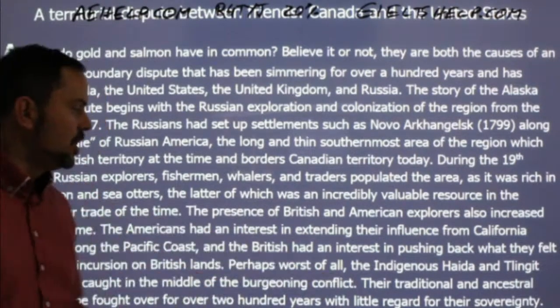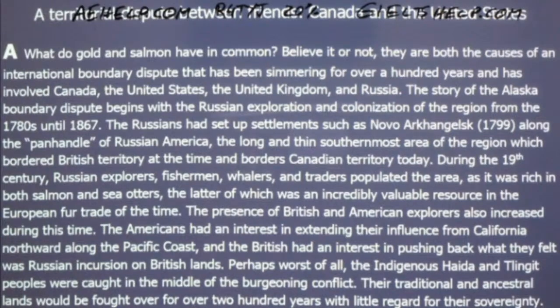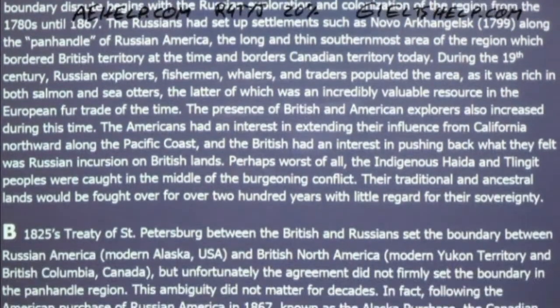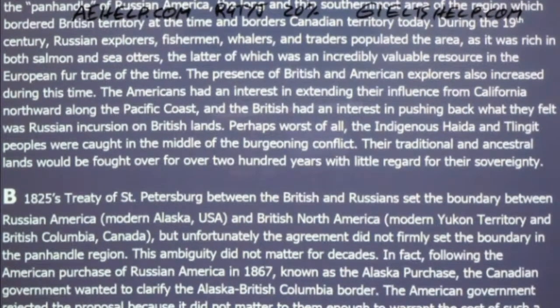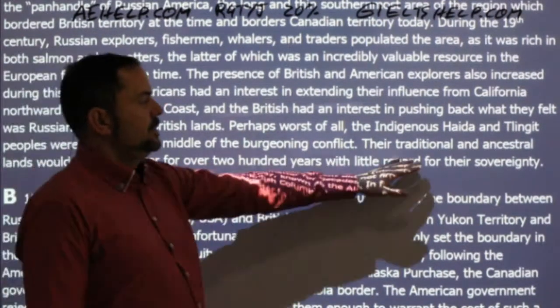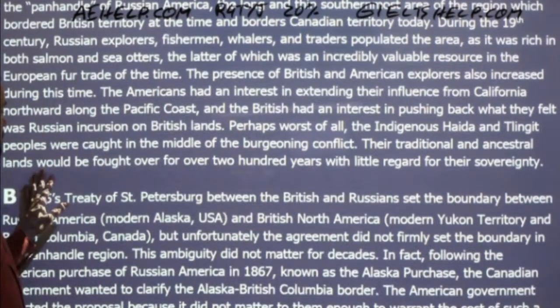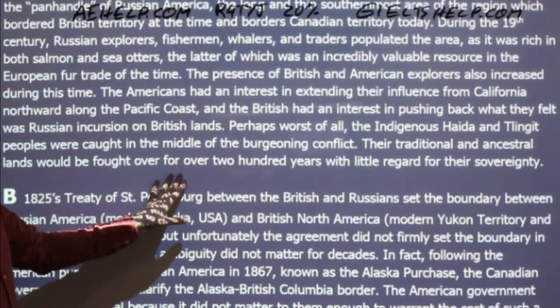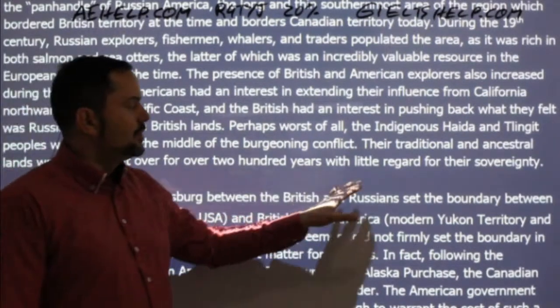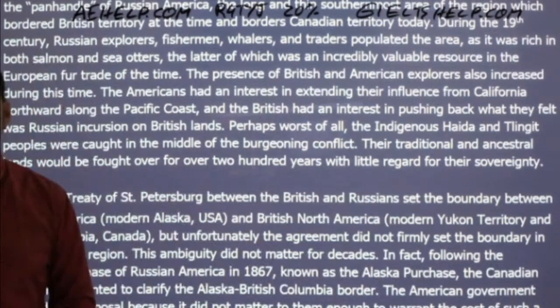Perhaps worst of all, the indigenous Haida and Tlingit peoples were caught in the middle of the burgeoning conflict. Their traditional and ancestral lands would be fought over for over 200 years with little regard for their sovereignty.